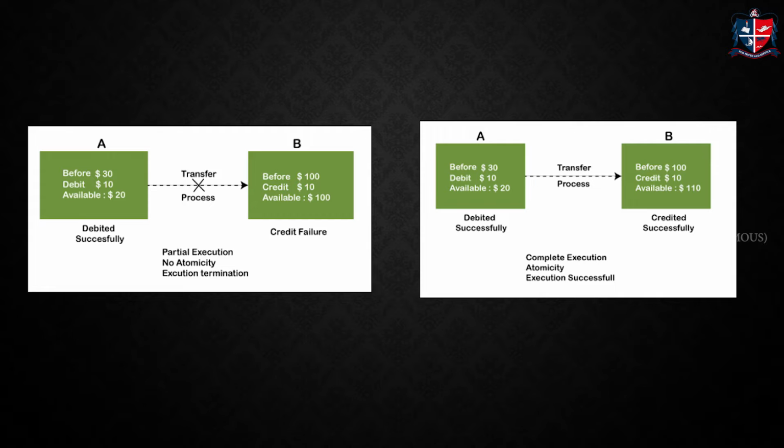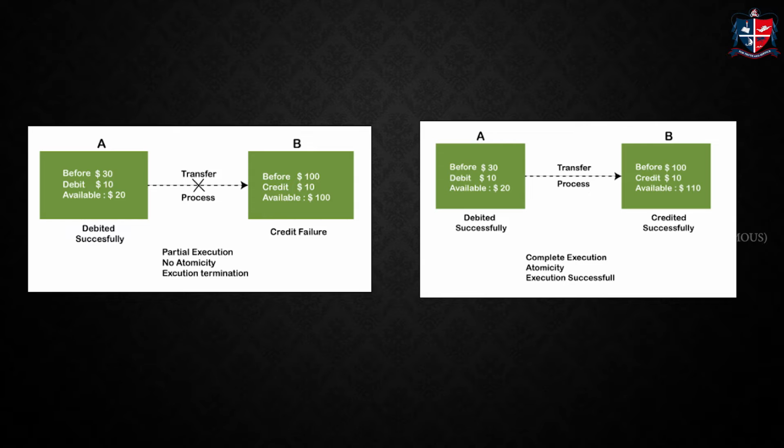That means a partial execution happened here. When I transfer the data from A to B, the debit process was done successfully, but the credit process failed. So the available value is the previous value, that is 100 rupees. This is known as partial execution. There is no atomicity because the transaction happened partially. The execution terminated in the credit portion, so this transaction is not atomic.